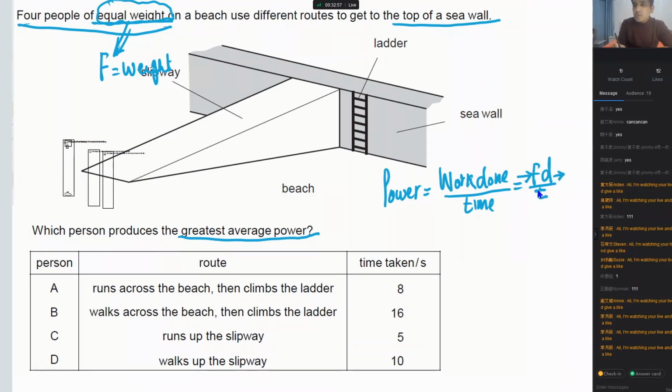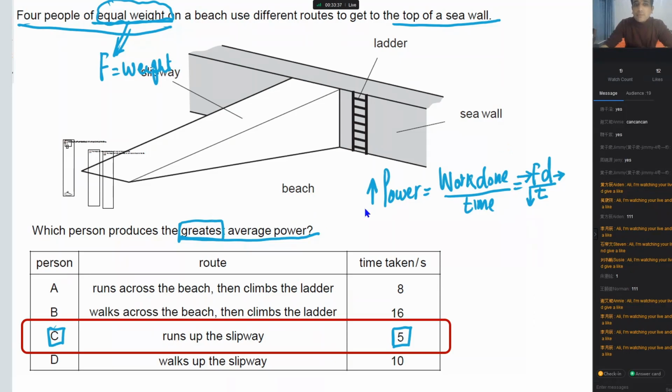Now we need to look at time. It is asking you for greatest power. Power is greatest when this time is shortest. So which has taken the shortest time? You just need to compare here. Work done each time is the same. So if the time is shortest, it means power is the highest. And so simply the answer for this question is C. You see, it's the same concept we're using again and again, and we are answering a lot of problems. So the answer for this question is C.